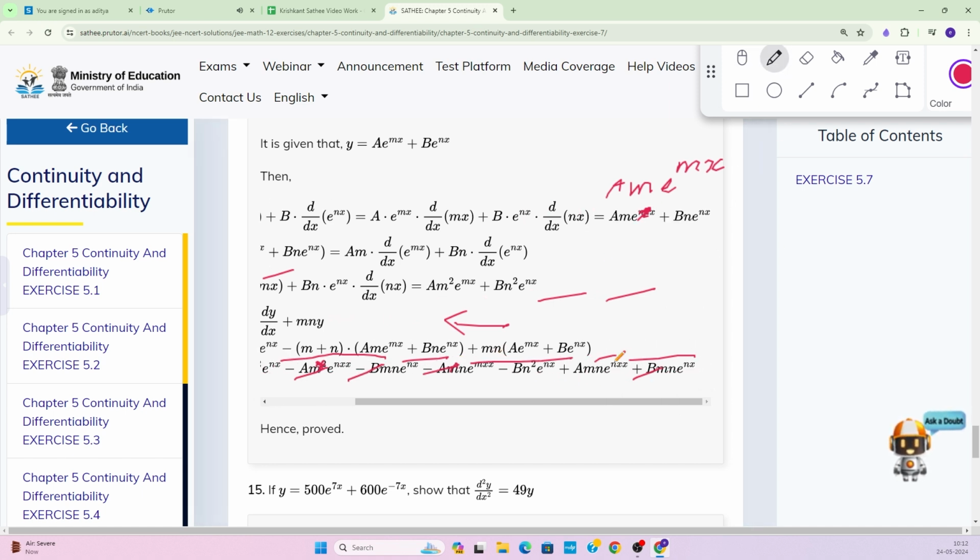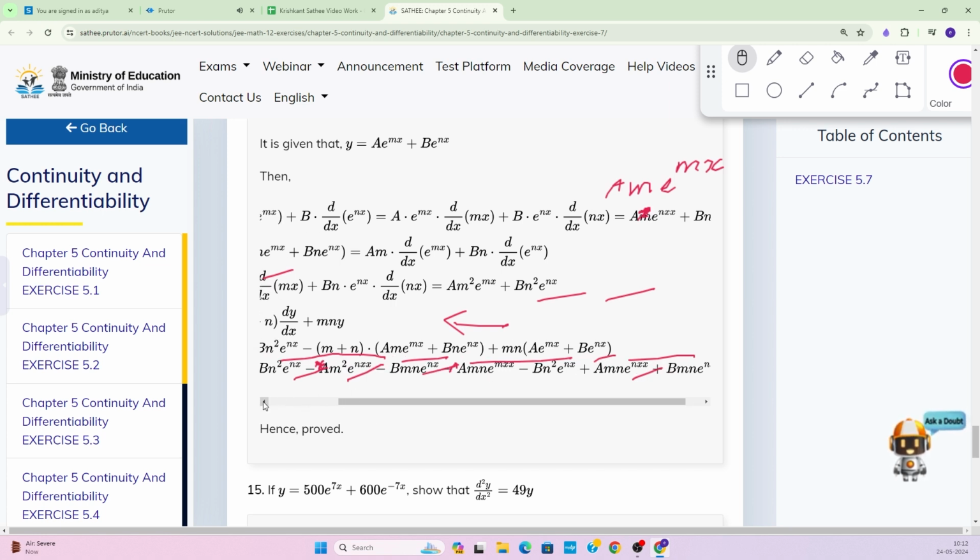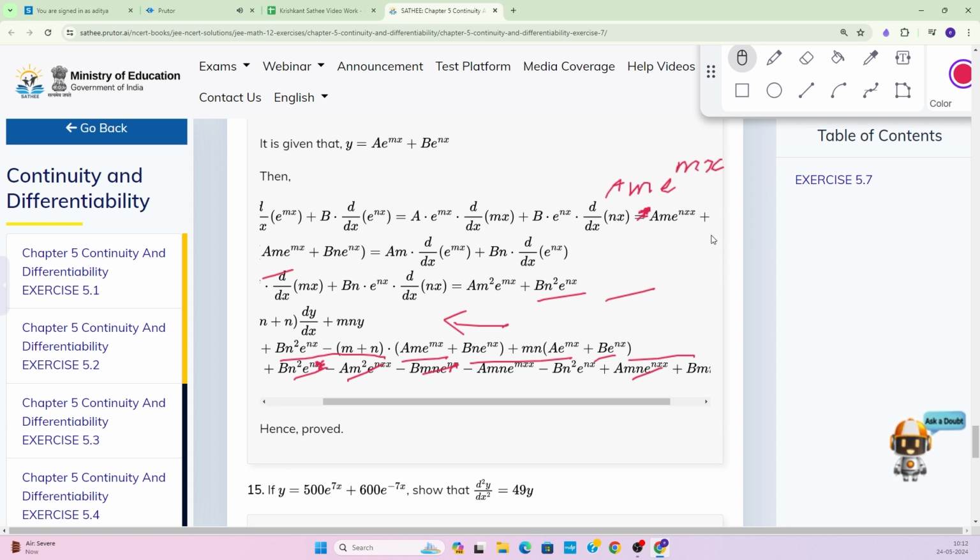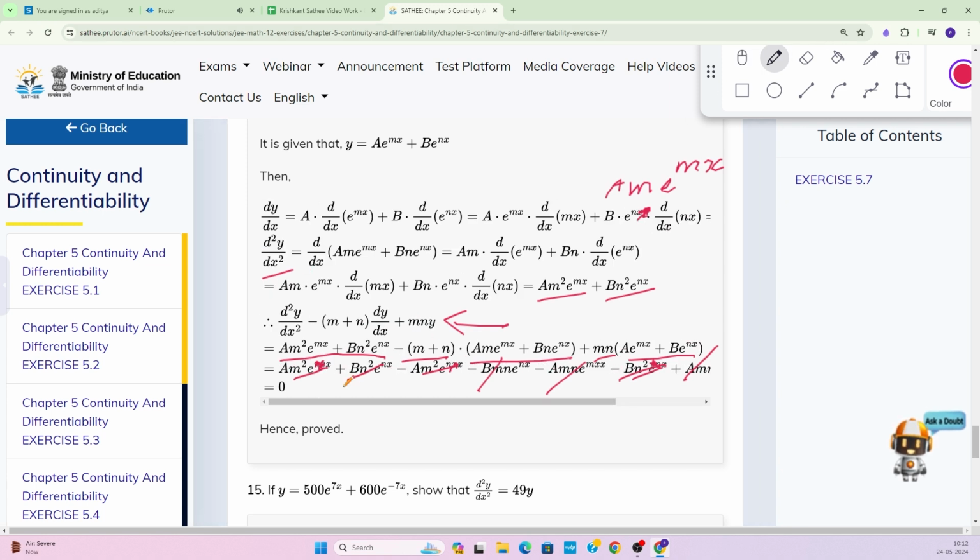Now a m n, so we are having a m n e power mx, so this will cancel this term and this will cancel this term, so you are left with nothing, every term is cancelled. So you prove that with the given y, or function, the expression becomes 0 after putting in the respective values. I hope that it is clear.